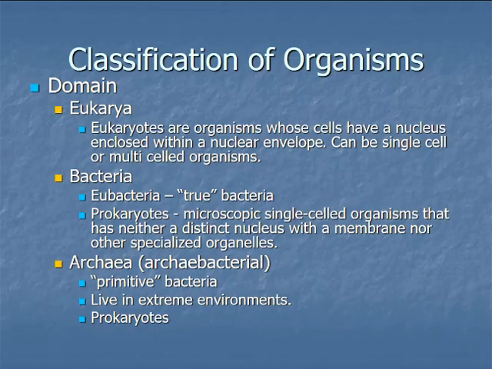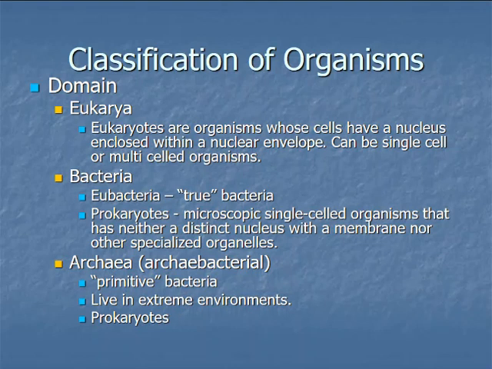So here's your 3 major domains. Eukarya. This is all your eukaryotic organisms, which are ones that have cells with a nucleus that is enclosed. And most of these are organisms that also have organelles within the cell body. So they're much more organized organisms, and they can be single-celled or multi-celled. Then our prokaryotics are bacteria and archaea.